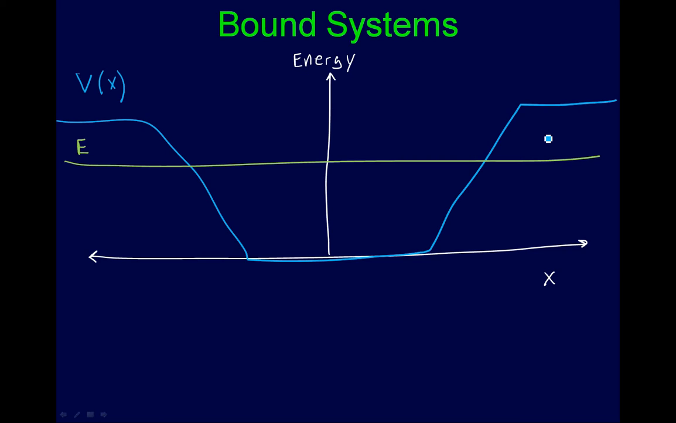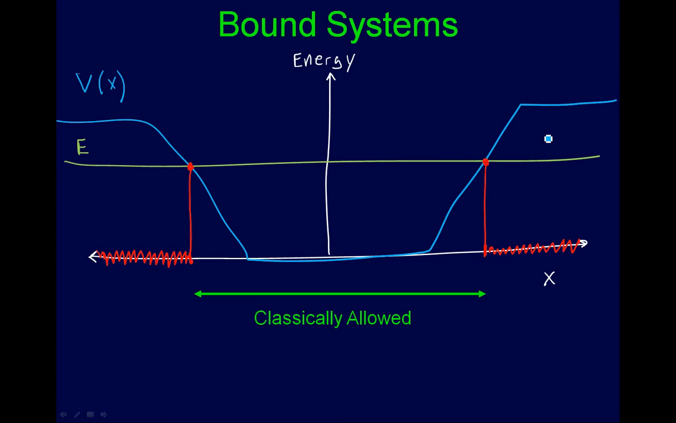Classically, this is so easy we didn't spend too much time with it. These red points here are the turning points. This region here, if this is the energy of our particle, is the classically allowed region. If we have a particle with that energy, and assuming there's no friction, it would just bounce back and forth. If there was friction, it would be losing energy, but that's how it would behave classically.